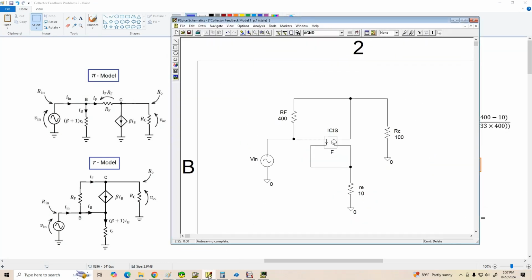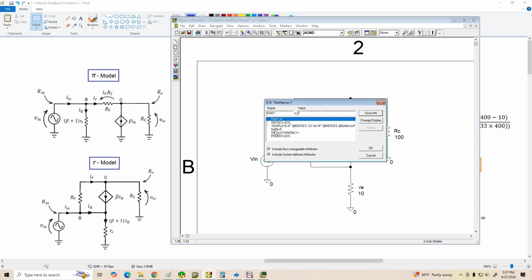Okay, here is our PSpice schematic editor. I've already drawn the circuit to save a little time. In the center, we've got our controlled current source I'm using to model the transistor. I've set the gain of this device to 5. That's the same as the beta for our transistor.